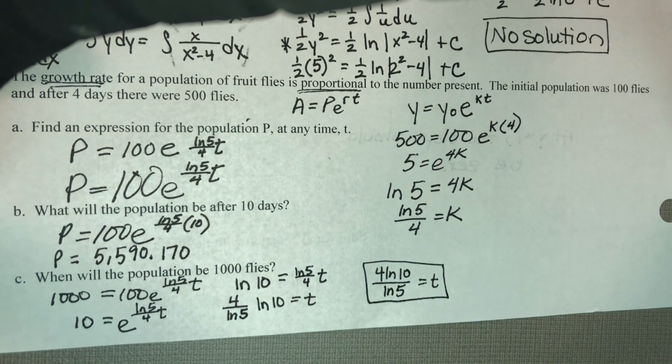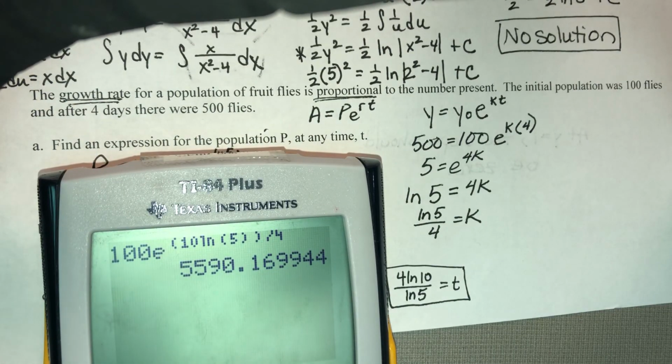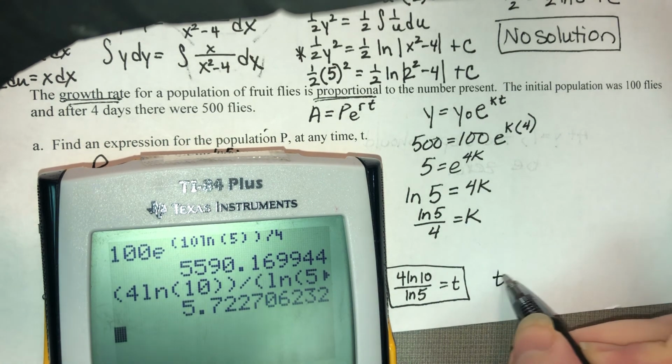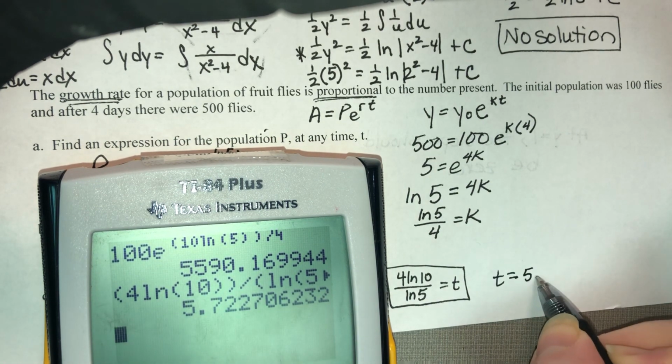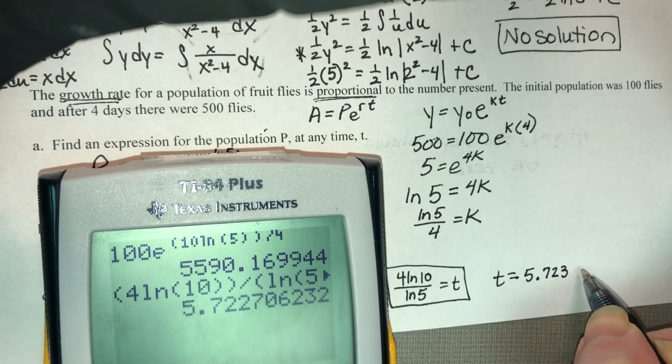And that's the answer. Or if we did it as a decimal, we would have 4 natural log of 10 divided by natural log of 5. So the time would be approximately 5.723 days.